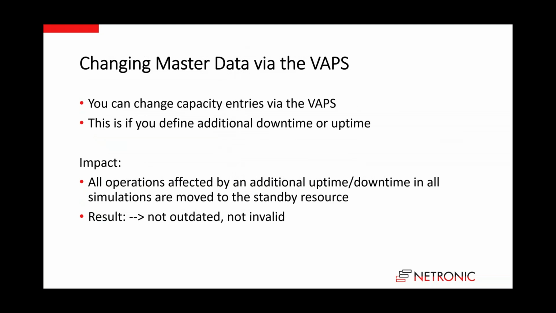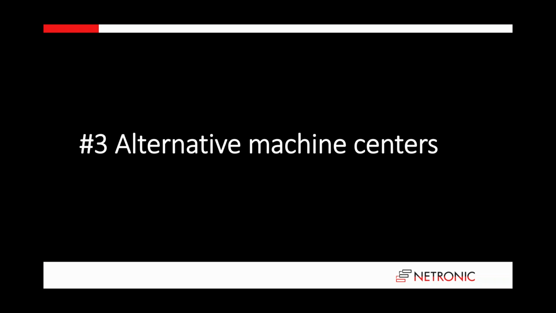You can change the capacity entries via the VAPS. This is if you define additional downtime or uptime. This will not make the other things invalid. We just take this into account, but it is really hard for us to recognize when you make changes to the capacity entries from Business Central. So if you do it, make sure you have no simulations open. But if you just want to define additional uptime or downtime, do it from within the VAPS, and you have no issues with this.